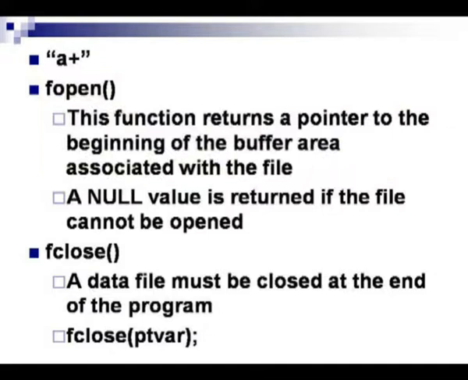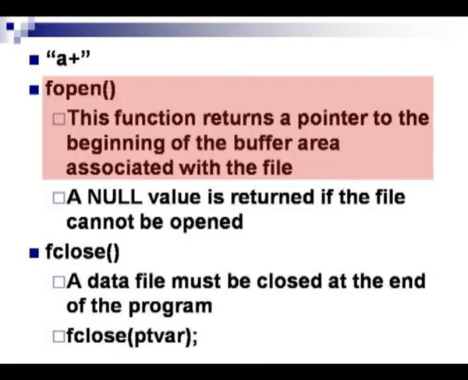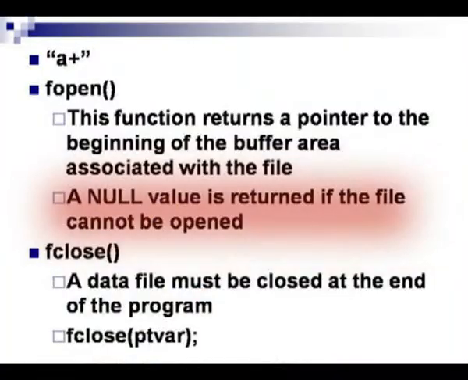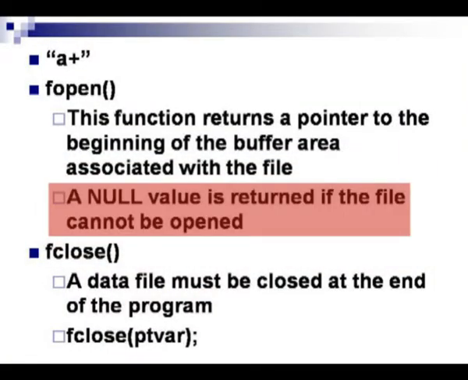Fopen: this function returns a pointer to the beginning of the buffer area associated with the file. So we associate a file name with the buffer area, and when we want to read or write or do some operation, you have to point to the beginning of the buffer area, because you have to read from the beginning, isn't it? And if you have to write also, you have to write from the beginning. Only for appending, you have to go to the end of the file. A null value is returned if the file cannot be opened.